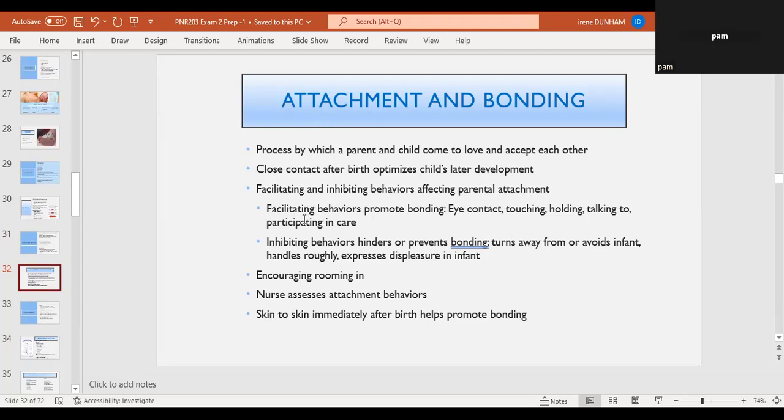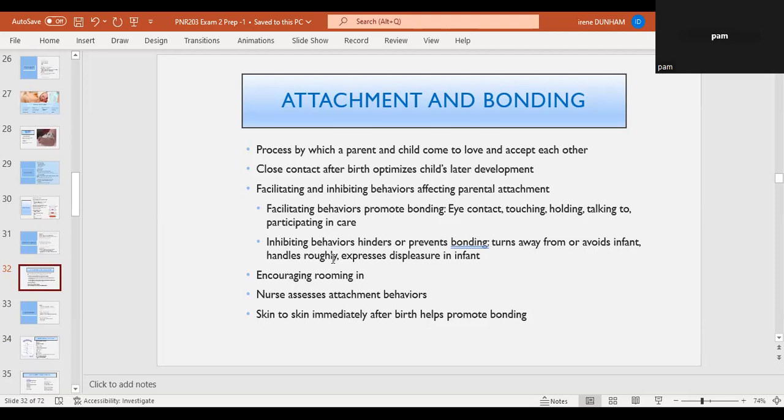Now, facilitating behaviors that promote bonding. Okay, so you want to watch and make sure they have good eye contact, touching the baby, holding the baby, and talking to the baby. It's called en face, where they're actually looking at the baby and talking to the baby. When moms don't do that, we have a problem. Okay. And then behaviors that hinder or prevent bonding: turning away from the infant or avoiding the infant.